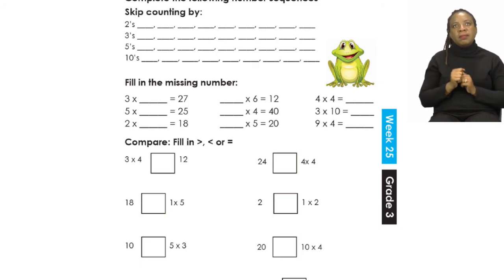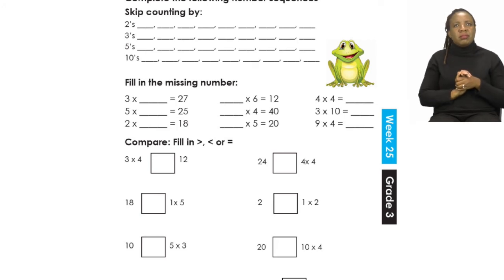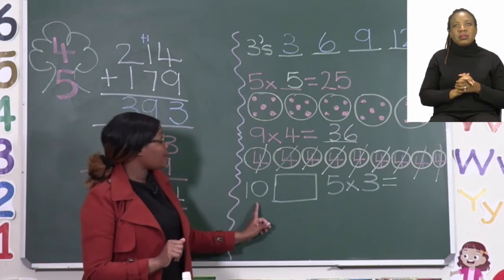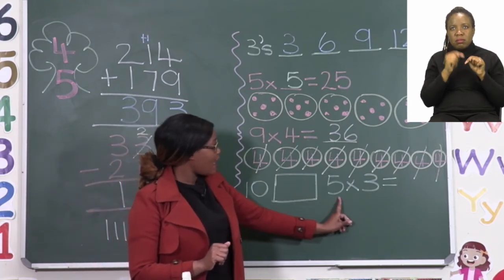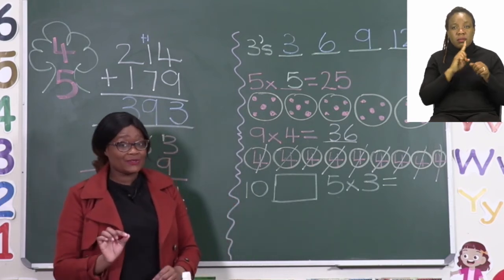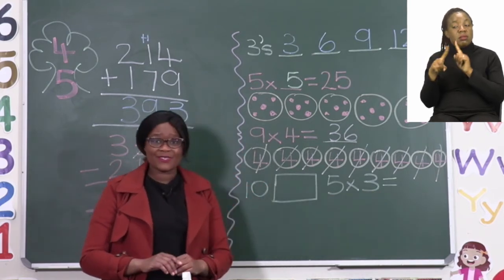This time we're comparing and we're going to use the hungry crocodile. But the numbers have confused us because they're not just single numbers anymore. They are using multiplications. So let's see how best we can answer the questions. So the one we're going to do together says 10 box 5 times 3. Now, the first thing that you're going to do, boys and girls, is find out what is 5 times 3.